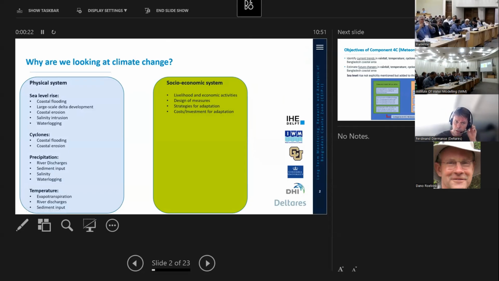Sea level rise has many impacts. Cyclones, the intensity and frequency can change. Precipitation and magnitudes can change over the whole basin, also locally in Bangladesh, of course. And temperature changes also impact river discharge, sediment, etc. And that, of course, in its turn, all will have a very substantial impact on the socio-economic system.